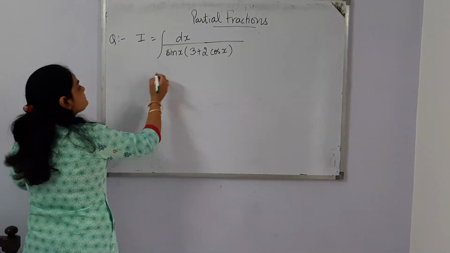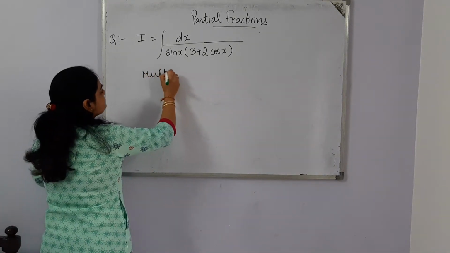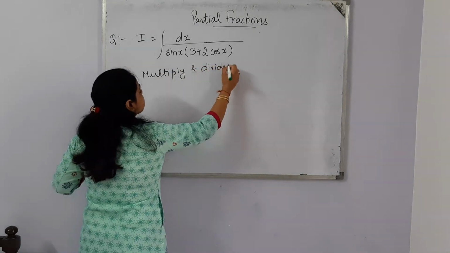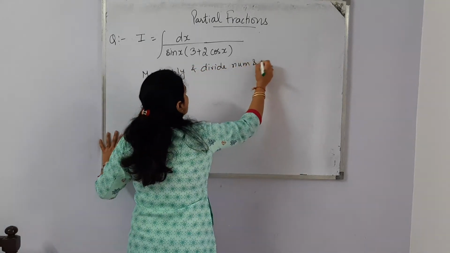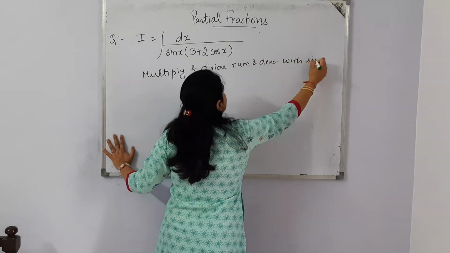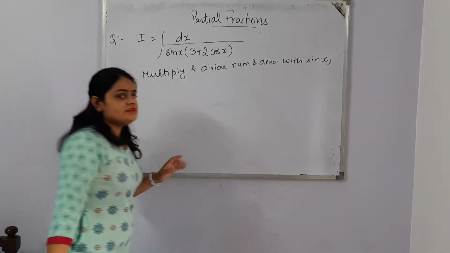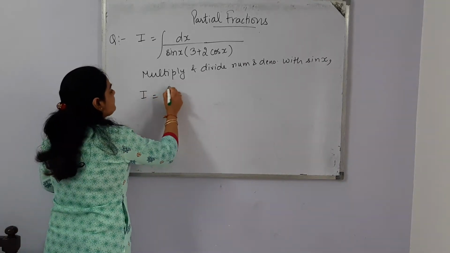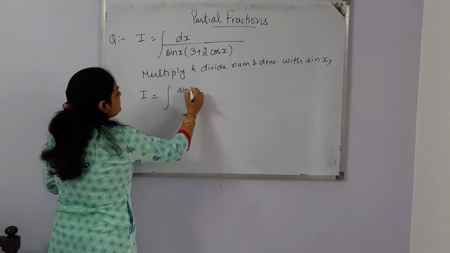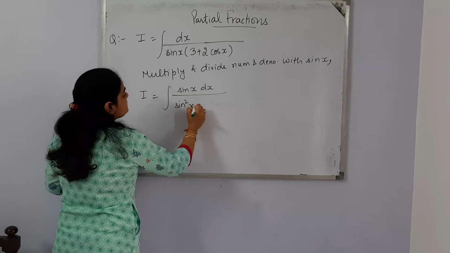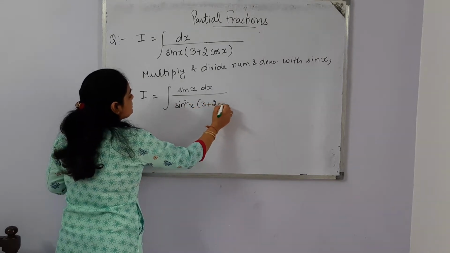Now multiply and divide numerator and denominator with sin x. Why am I multiplying with sin x? I will explain after this step. If I multiply or divide, it becomes sin x dx in the numerator, and in the denominator, another is sin square x, 3 plus 2 cos x.